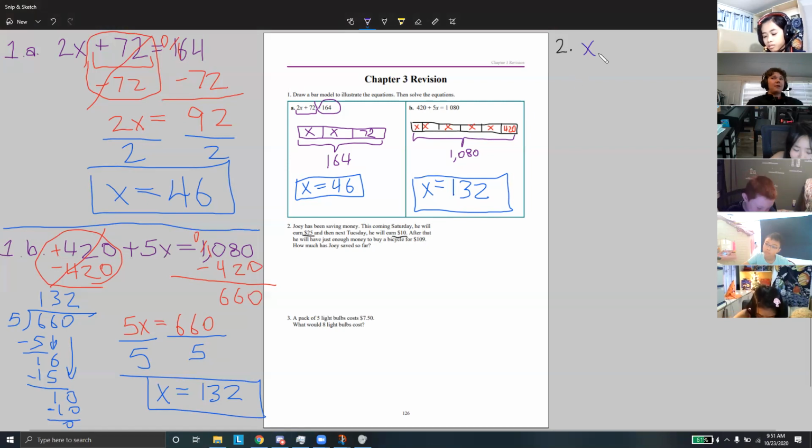So we have some amount x plus $25 plus $10 equals $109.